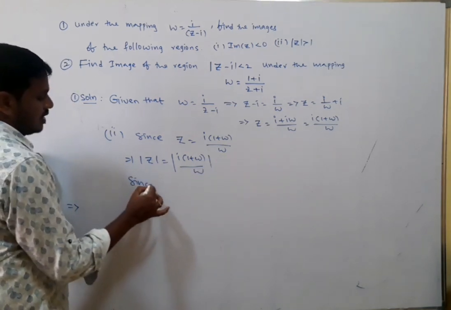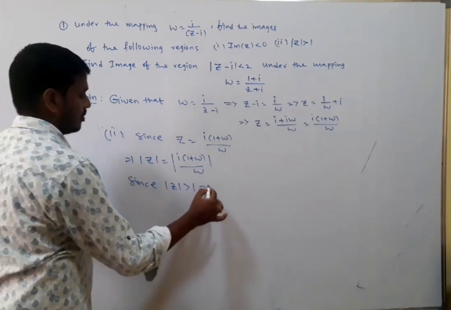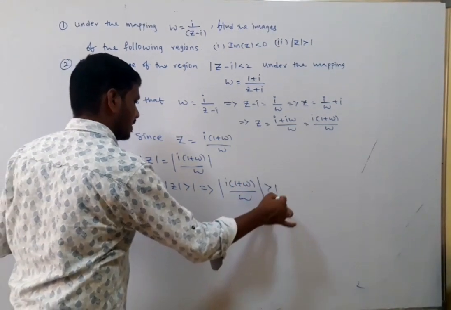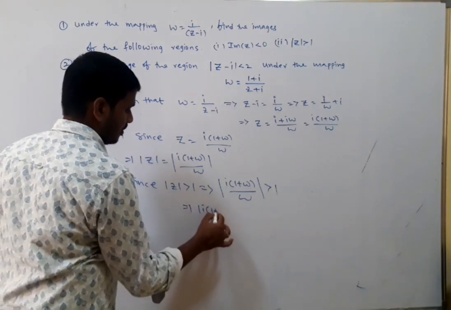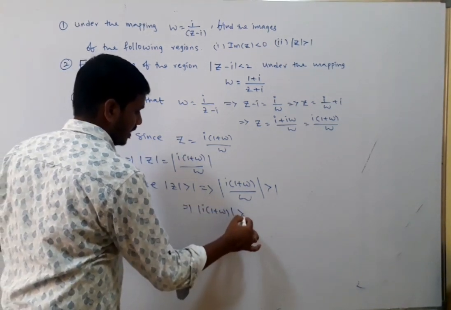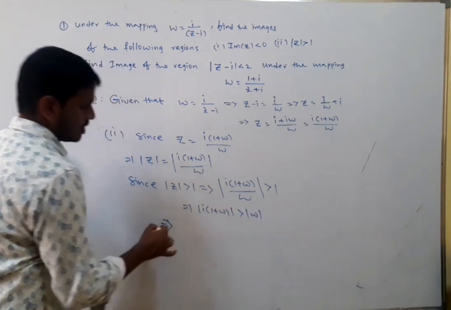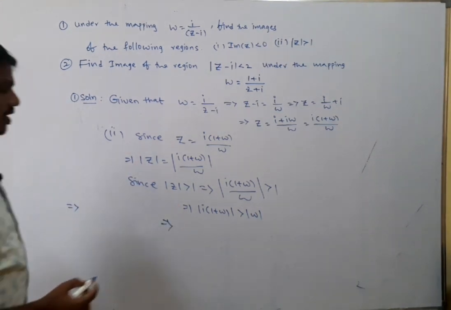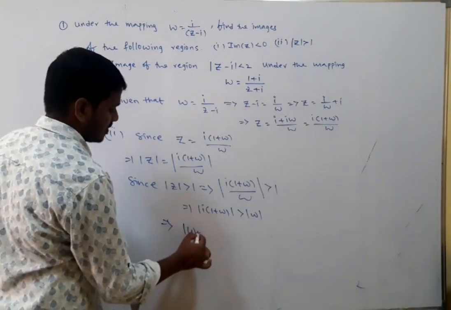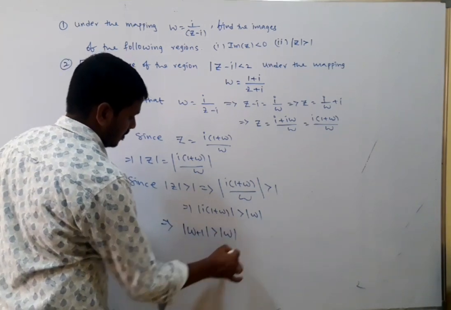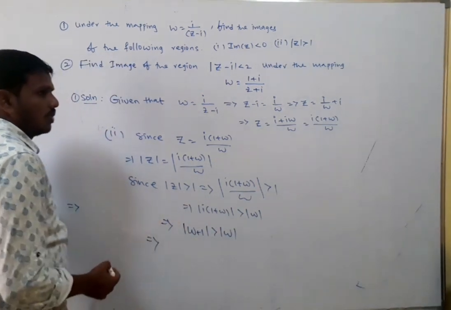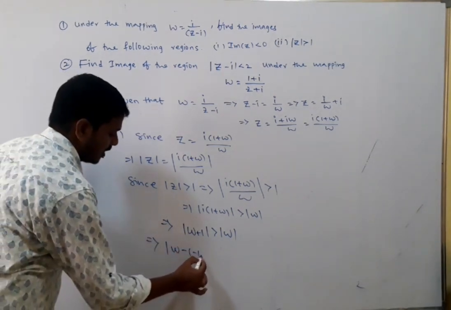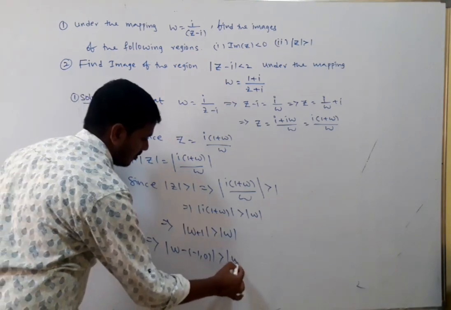Since the given region is mod z greater than 1, that implies mod of i into 1 plus w divided by w is greater than 1. That implies mod of i into 1 plus w is greater than mod w. Mod ab is mod a times mod b, and mod i is nothing but 1. So mod of 1 plus w, or w plus 1, is greater than mod w. This can be written as mod of w minus of minus 1 comma 0 is greater than mod w.